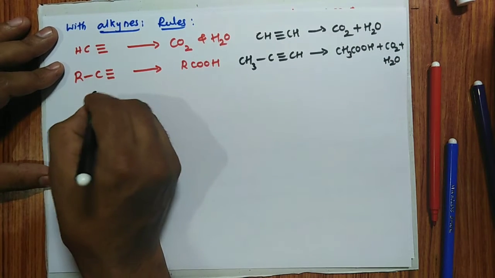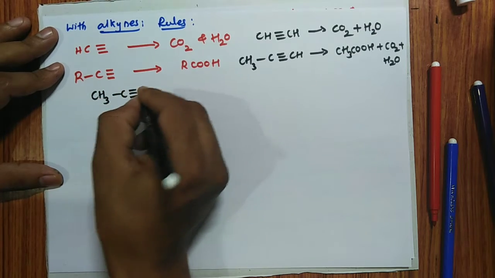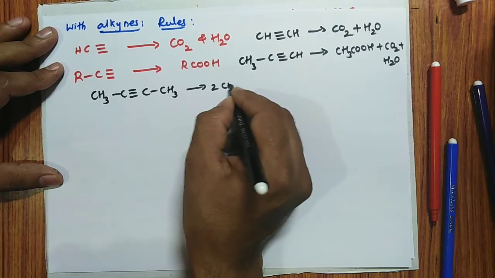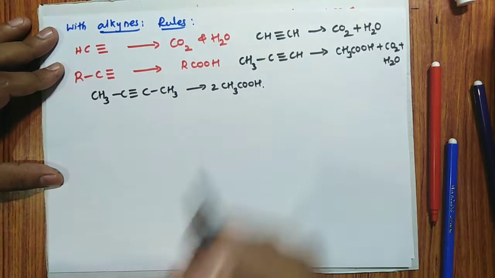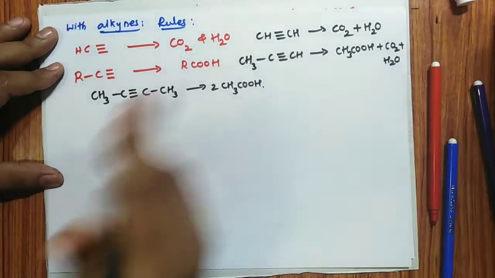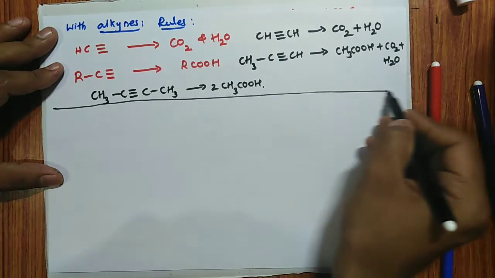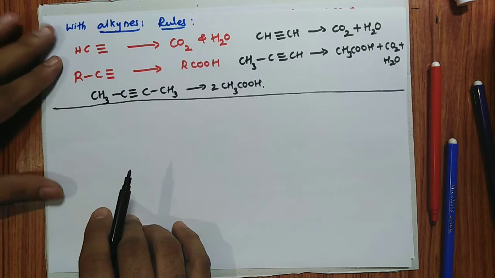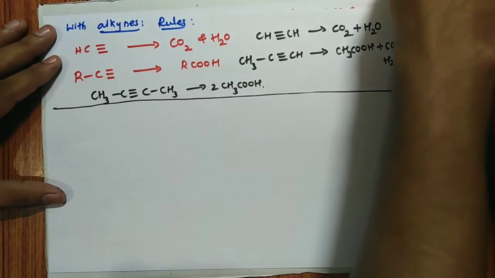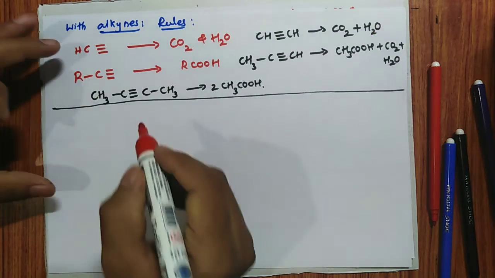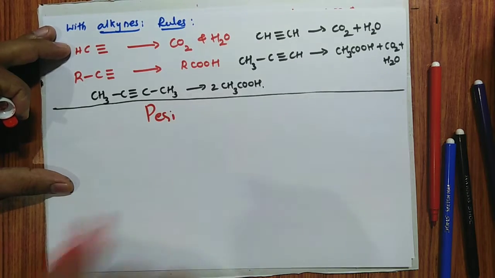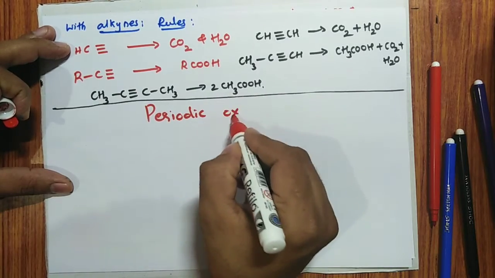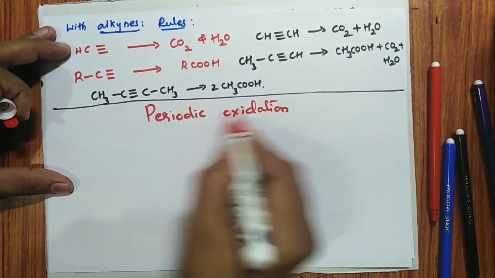Right? If the compound is CH3C triple bond C, CH3, 2-butyne, then you are going to get 2 moles of CH3COOH. So this is about alkenes and alkynes with acidic KMnO4 or hot KMnO4. And now I came to the last part, very important and very interesting also: periodic oxidation. Very important for NEET and JEE.